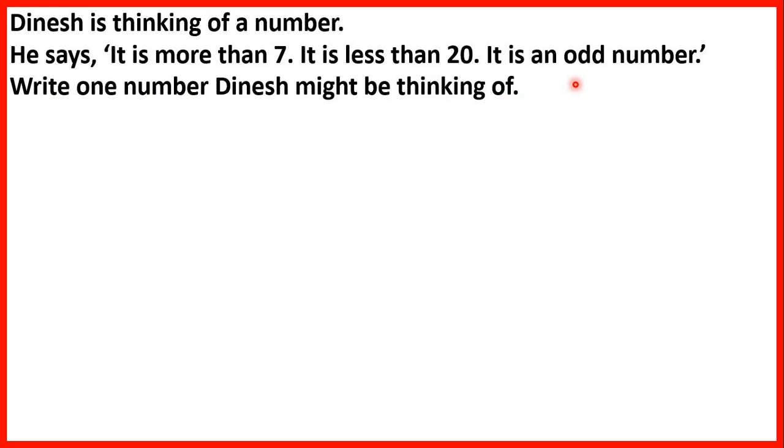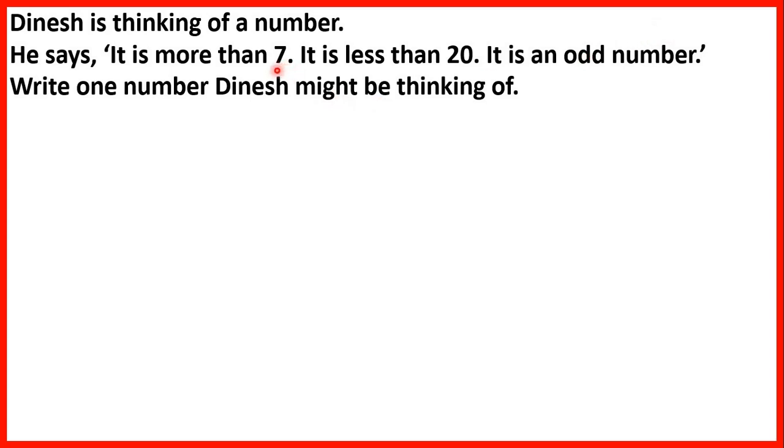So we can remember that an even number is a number in the 2 times table, so a number that ends in 2, 4, 6, 8 or 0. And an odd number is not a multiple of 2, not in the 2 times table, so odd numbers end in 1, 3, 5, 7 or 9.